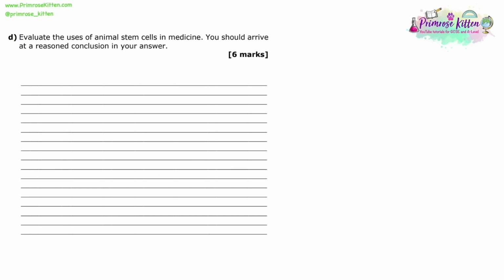Okay, so part D, evaluate the uses of animal stem cells in medicine. You should arrive at a reasoned conclusion in your answer. Evaluate is always going to be about the pros and the cons. So we have to have pros and cons of both types of animal stem cells. The types we know are adult stem cells and embryonic stem cells, and we're talking about their uses in medicine. So what can they do? What can they treat? And the pros and cons of using them for medical treatments.